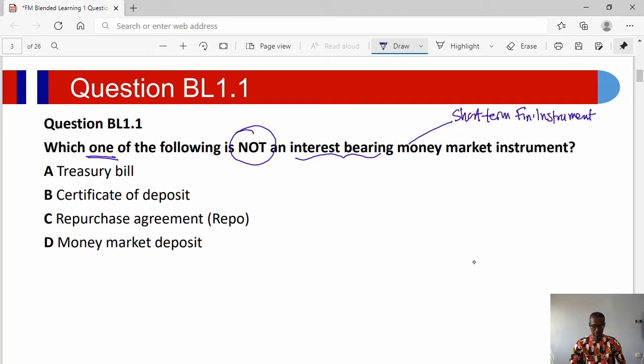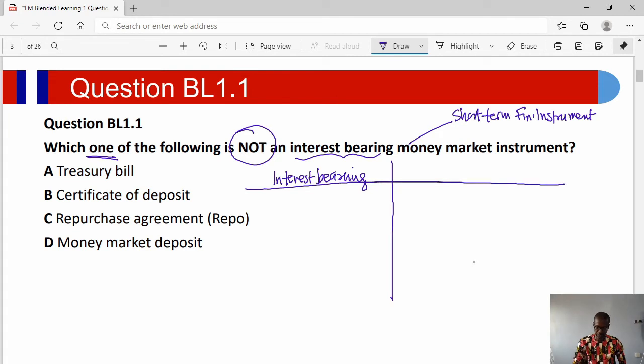Now, the instruments that are traded on the money market largely fall under 3 categories, and I want you to be able to review your notes to know the 3 broad categories that the money market instruments will normally be captured. In no particular order, it is either interest-bearing instrument or it is discounted instrument.